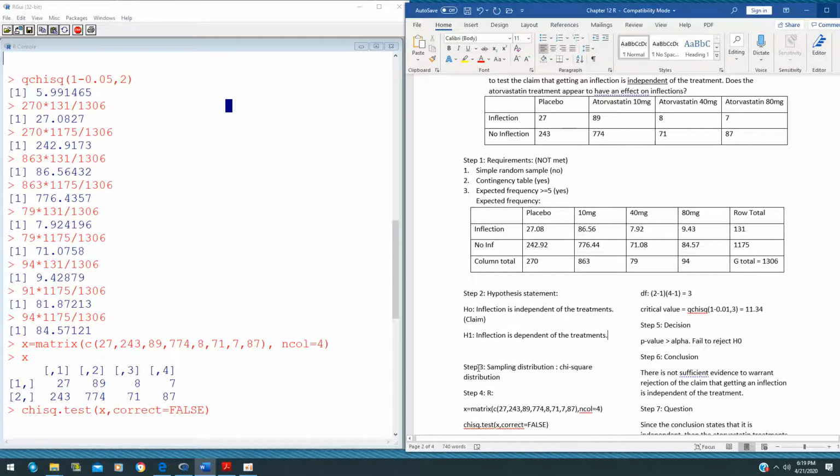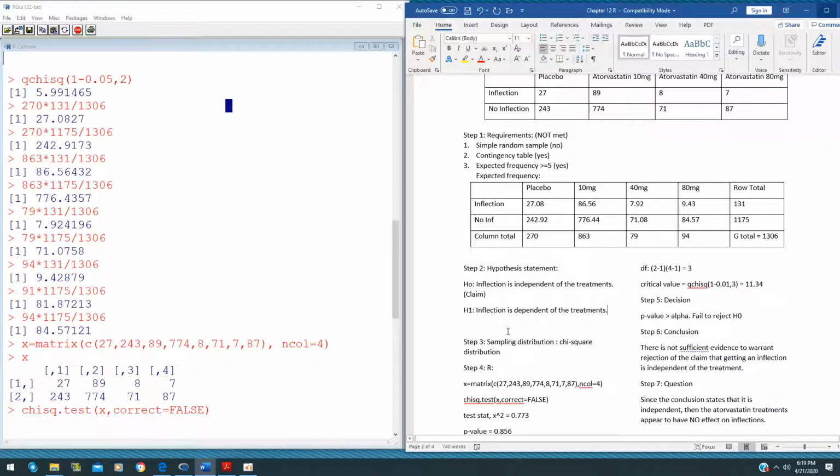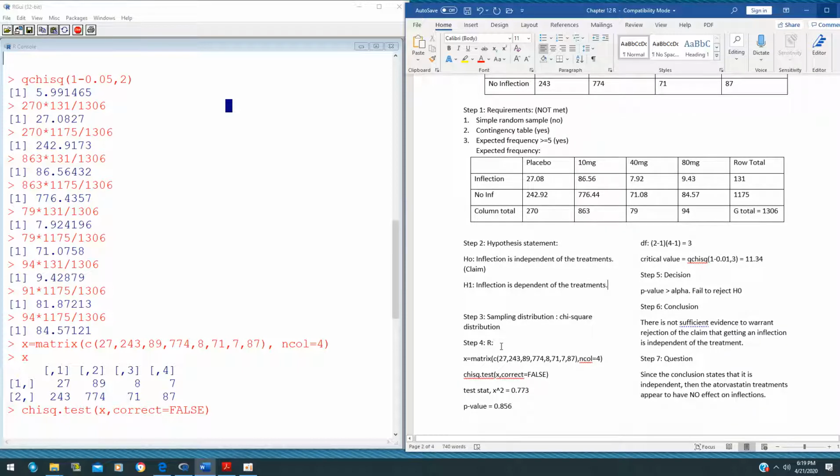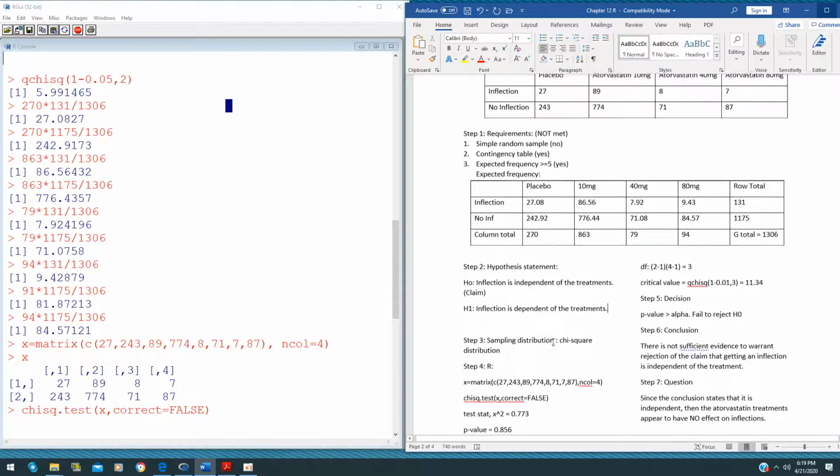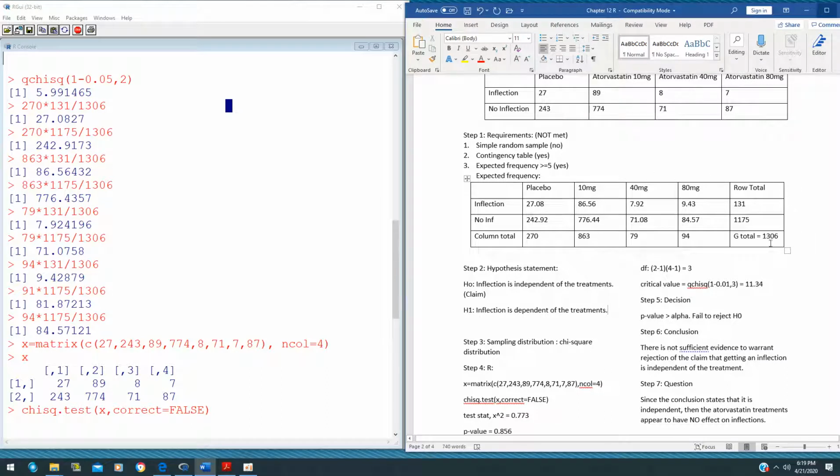Step 3 is the sampling distribution. So the sampling distribution in this case is the chi-square distribution. Step 4, you have to use your R. Again, you need a matrix. So in order for us to put in the matrix, you have to read your data down. So you do not use this data at all.